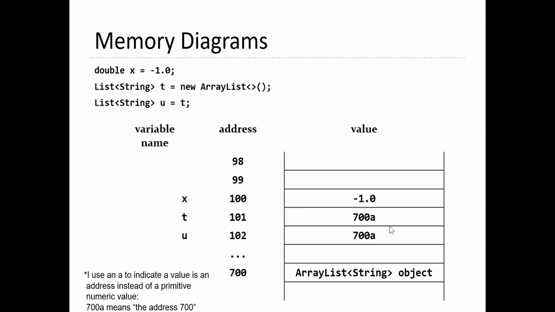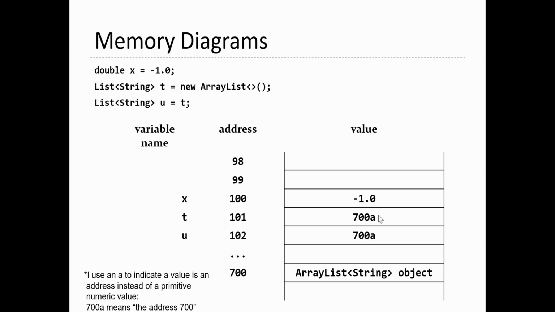Okay, so for reference types, what does the variable store? It stores a memory address. For primitive types, what does the variable store? It stores the actual value of the primitive type, right? So x is primitive, so it actually stores the value -1. If you had a Boolean variable b whose value was true, then the value here would be true or false, depending on the value of b.